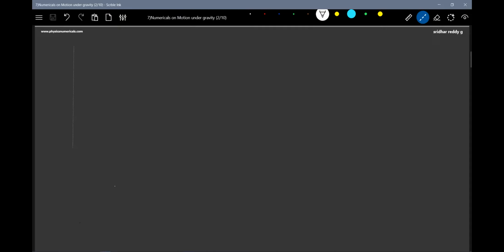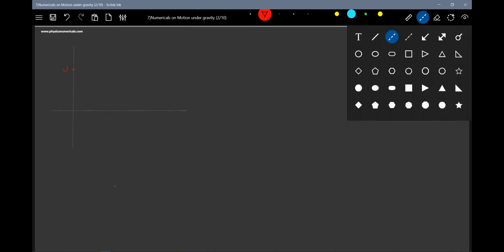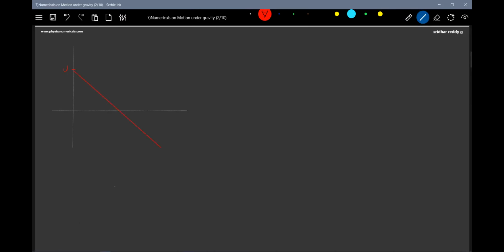First, I'm interested in plotting the v-t graph. Initial velocity u. Let me extend further. Yeah, and this will be initial velocity u.